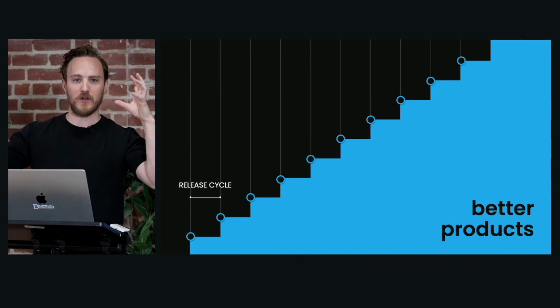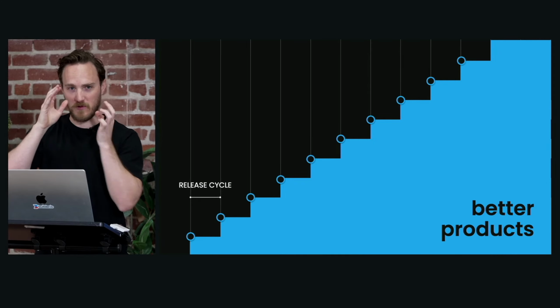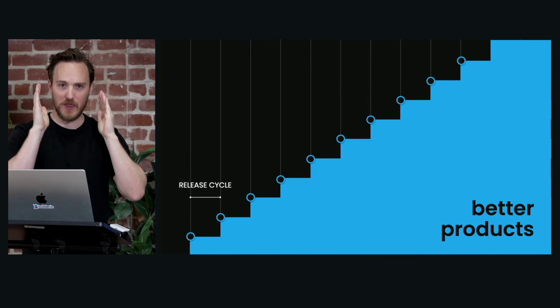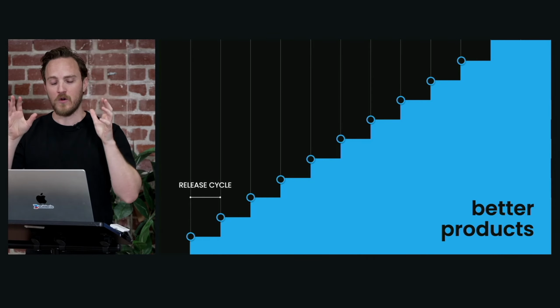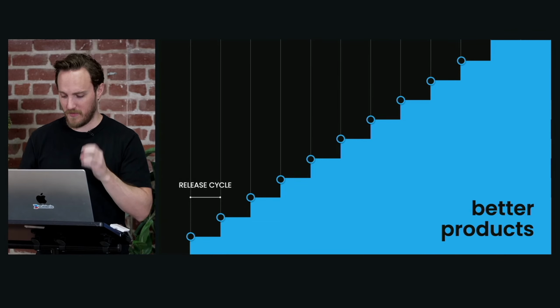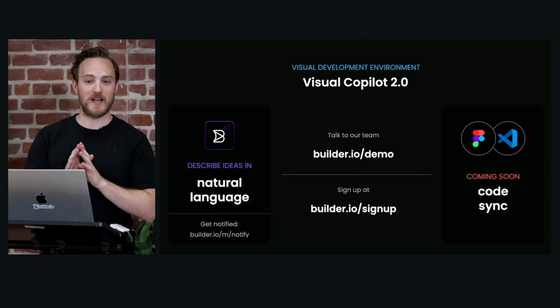In my opinion, the best quality products are not made by people in a room creating the roadmap of their dreams for 12 months. It's the people who are constantly shipping and testing on customers and refining and nailing, whether it's polish, whether it's UX, whether it is the features and functionality that need to change. We want to bring you closer to your customers and bring you closer to your team members so you can build better products faster. We call this Visual Copilot 2.0, which we're announcing today.